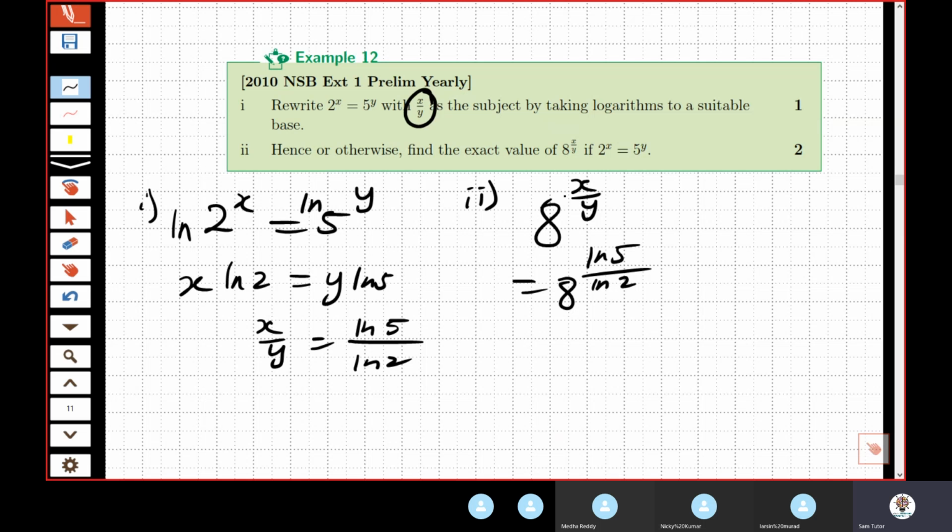Eight to the power of x over y. What does x over y equal to? Log 5 over log 2. Plug that into your calculator and you're done. Wait, but doesn't it say exact value? Yeah, plug it into your calculator. Okay.